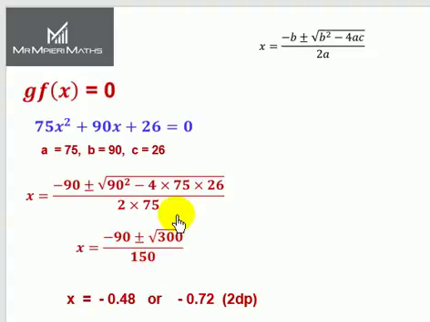Now, if you put this in your Casio calculator here, you automatically get the answer. Taking the first one, minus 90 plus root 300 divided by 150, you'll get minus 0.48, 2 decimal places. And then minus 90 minus root 300 divided by 150, then minus 0.72 to 2 decimal places. And then you are solved, and that is the solution.